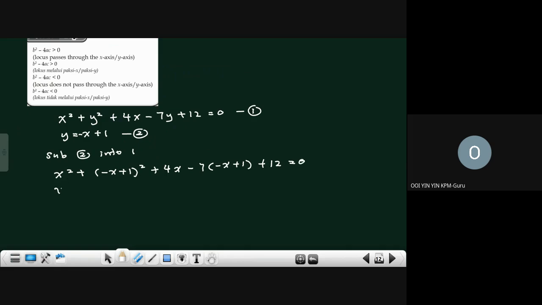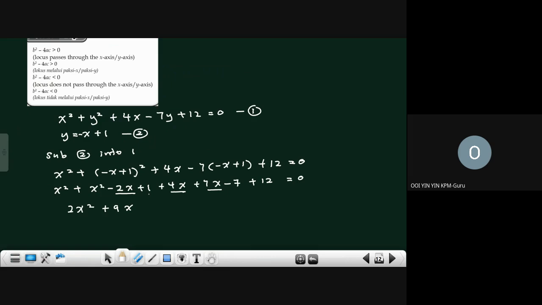Okay, so now we solve this. x squared, and then here expanded becomes x squared minus 2x plus 1. Then here we get plus 4x. Here we get positive 7x minus 7 plus 12 equals to 0. Okay, now from here, you will get your 2x squared, your negative 2x plus 4x plus 7x, all will give you positive 9x.